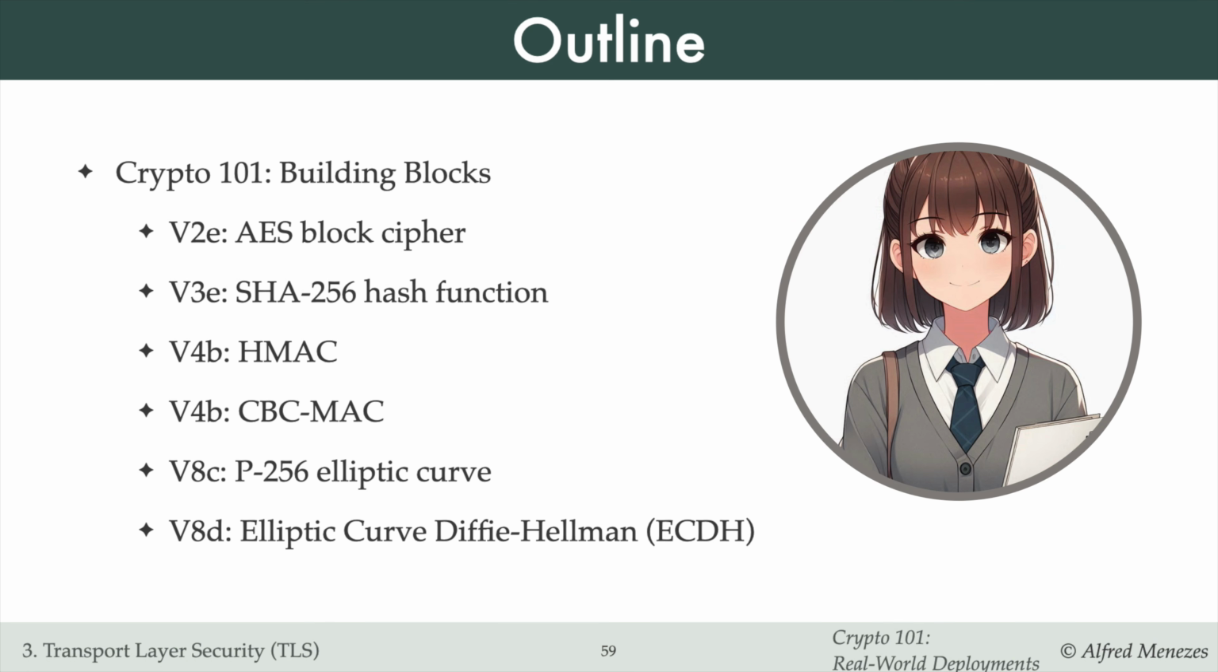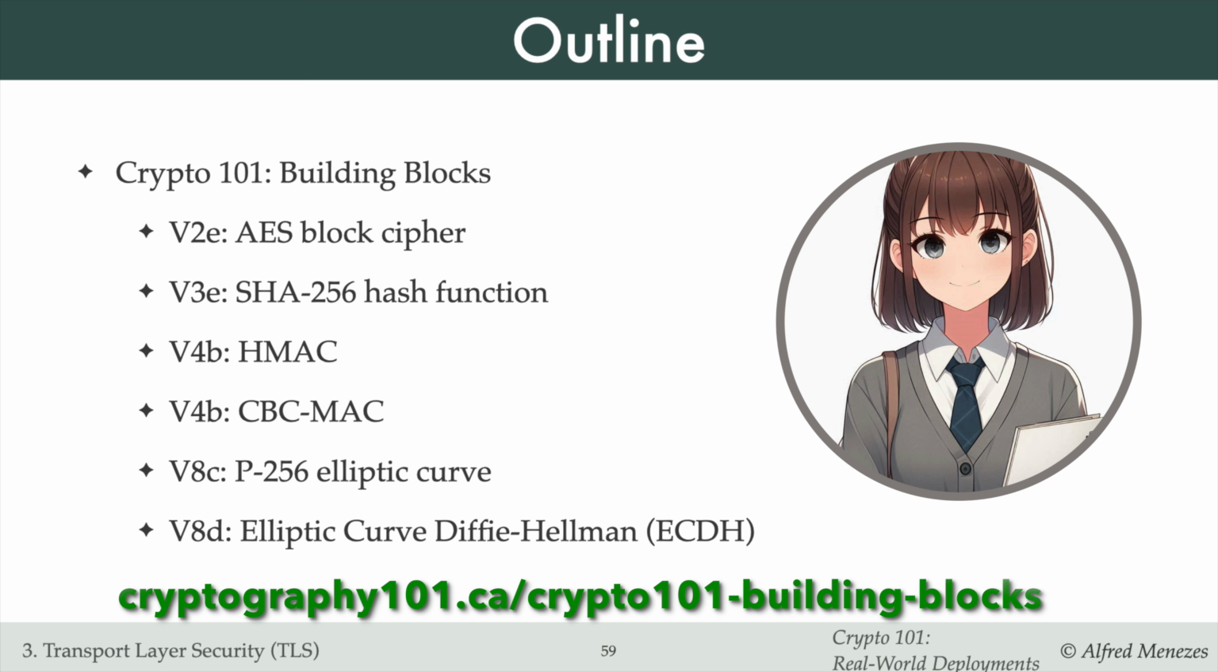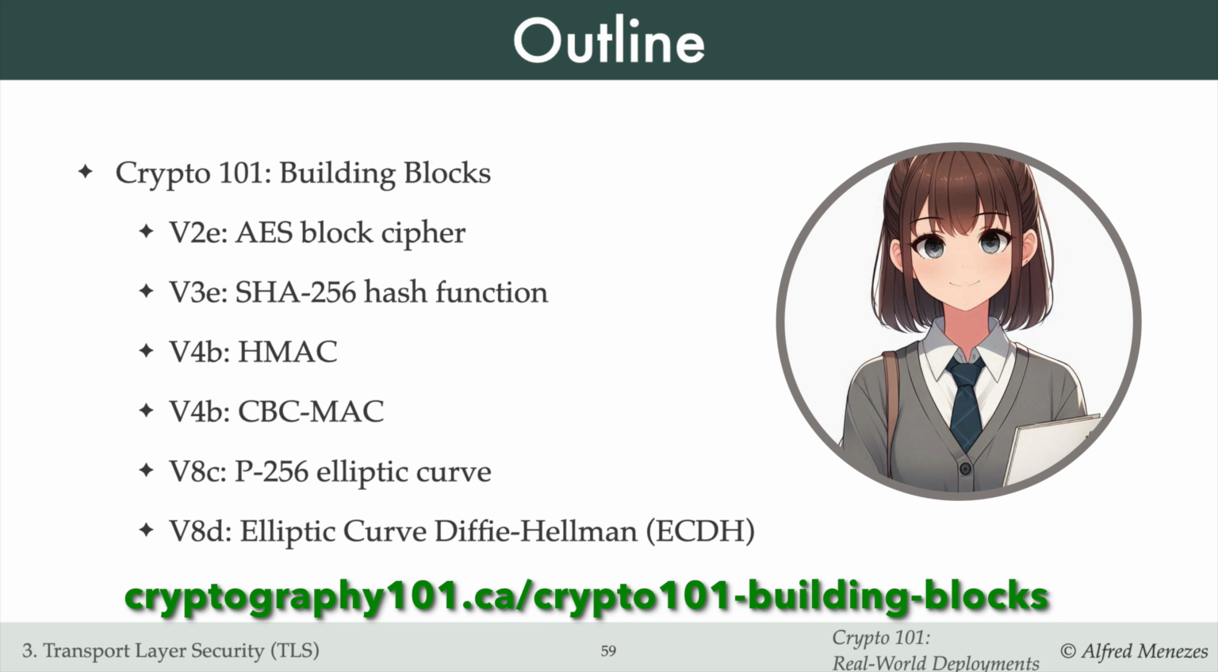This lecture will use the following cryptographic elements: the AES block cipher, the SHA-256 hash function, HMAC, CBC-MAC, the P256 elliptic curve, the elliptic curve Diffie-Hellman, or ECDH, key agreement protocol. You can learn more about these in our Crypto 101 Building Blocks course.